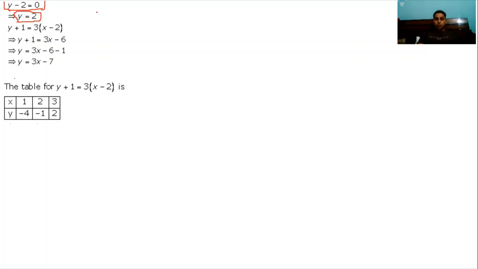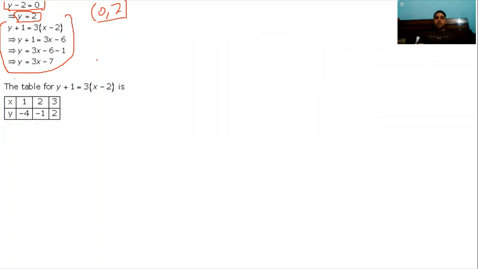y is equal to 2 means we have to fix the value of y, but the x value can be changed. So taking points (0, 2), and then another point we can take as (0, 4), (0, 5), (0, 10). Plot these to get a line parallel to your x-axis. The x value changes but the value of y remains the same, so it will be a line parallel to your x-axis.